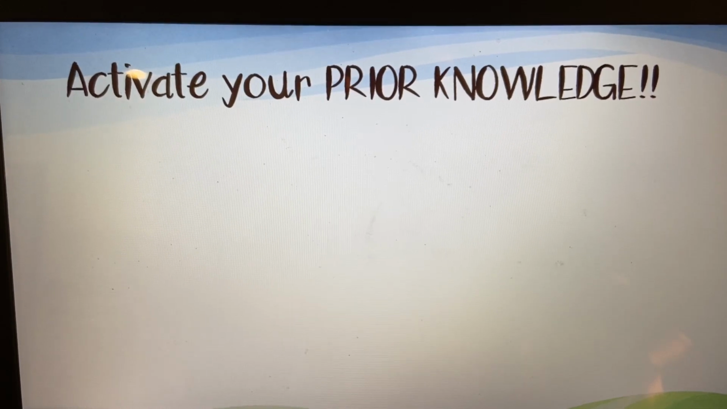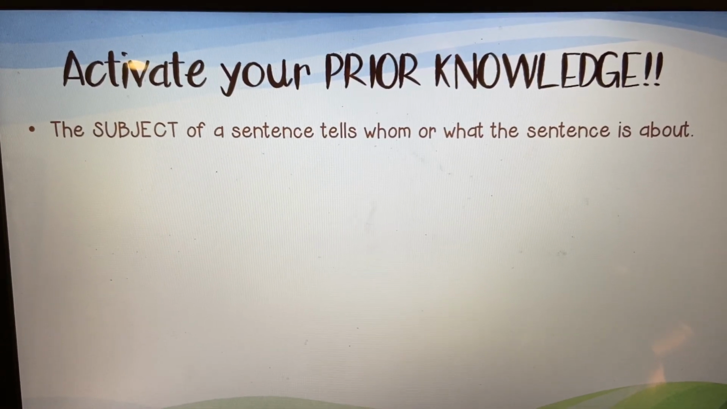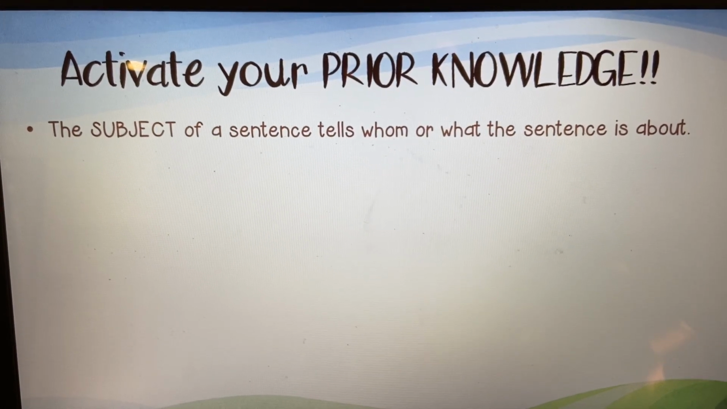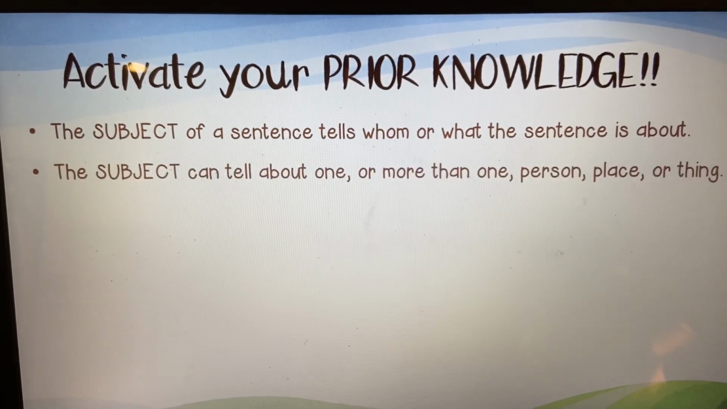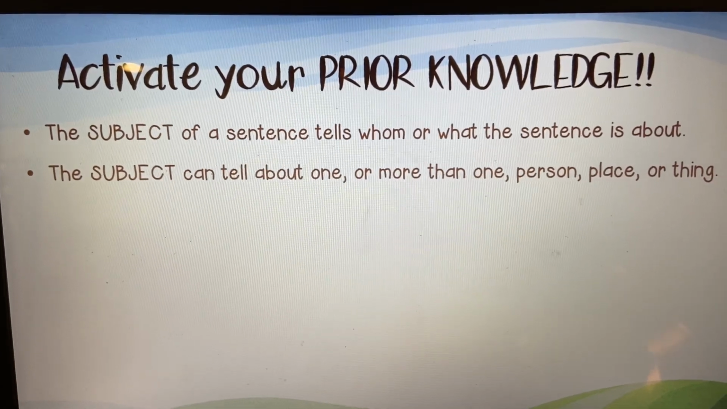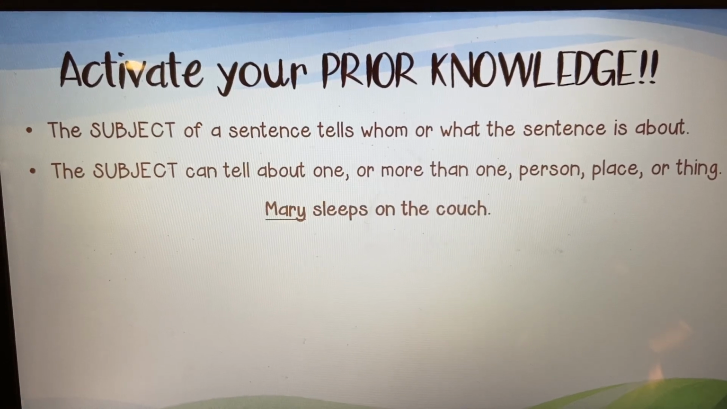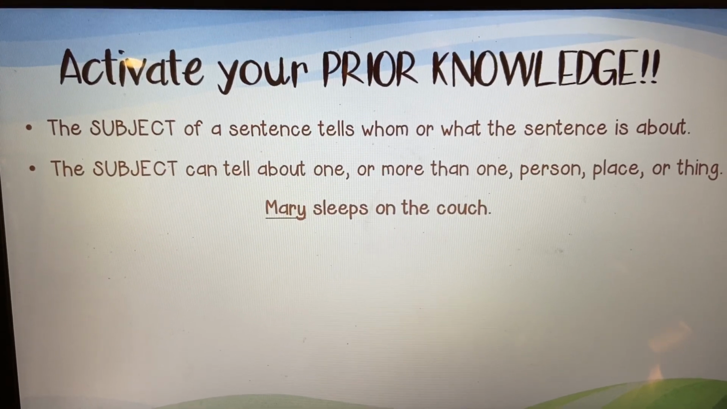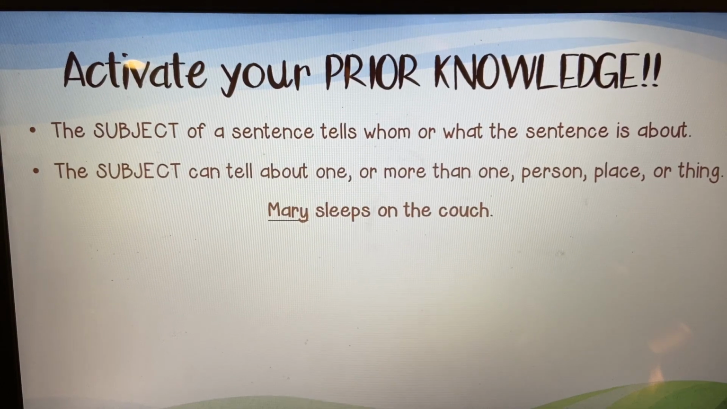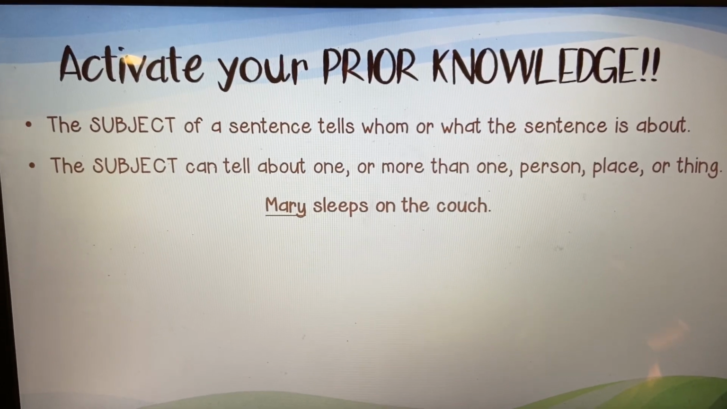So let's activate some of our prior knowledge. We have learned that the subject of a sentence tells whom or what the sentence is about. The subject can also tell about one or more than one person, place, or thing. So here's an example. Mary sleeps on the couch. Mary is our subject. She is who the sentence is about.